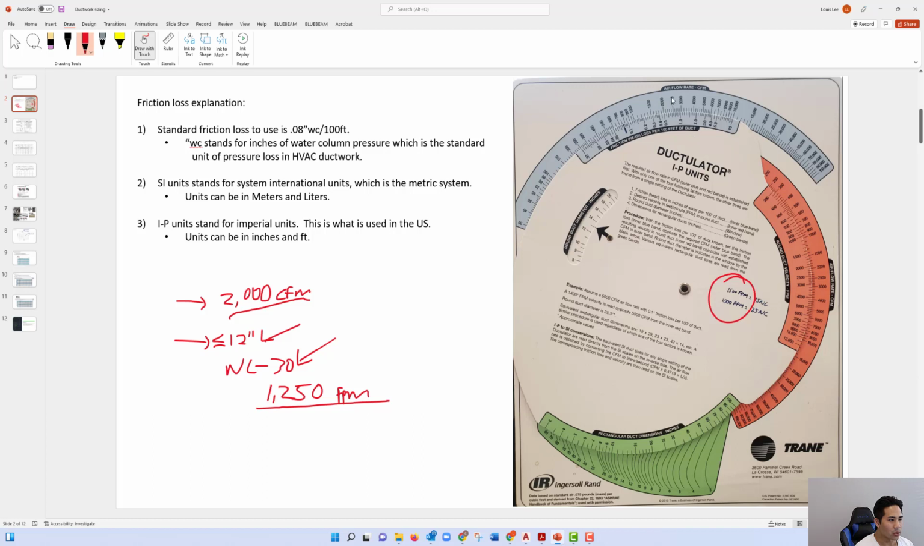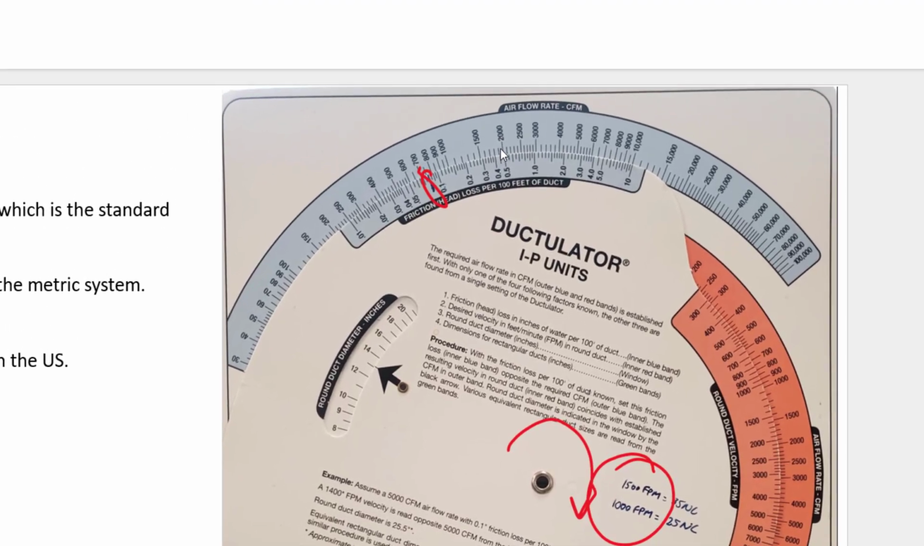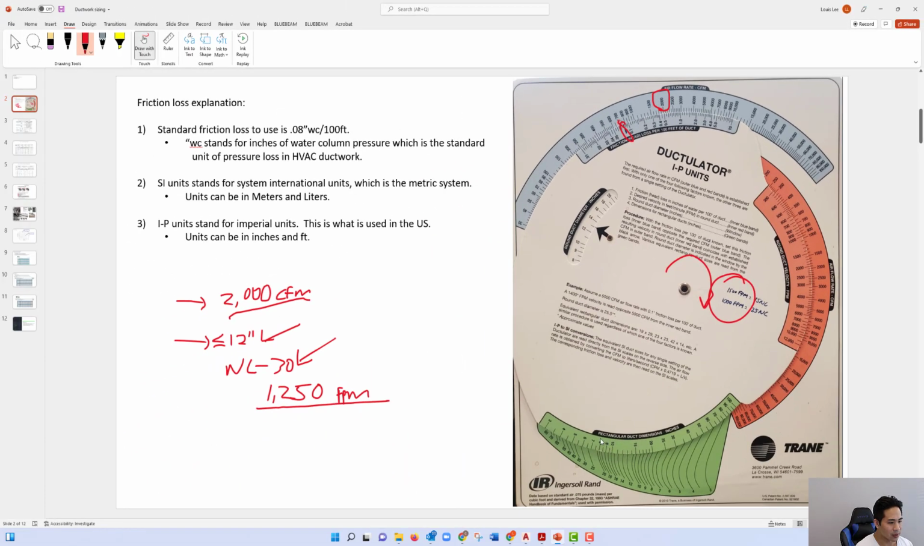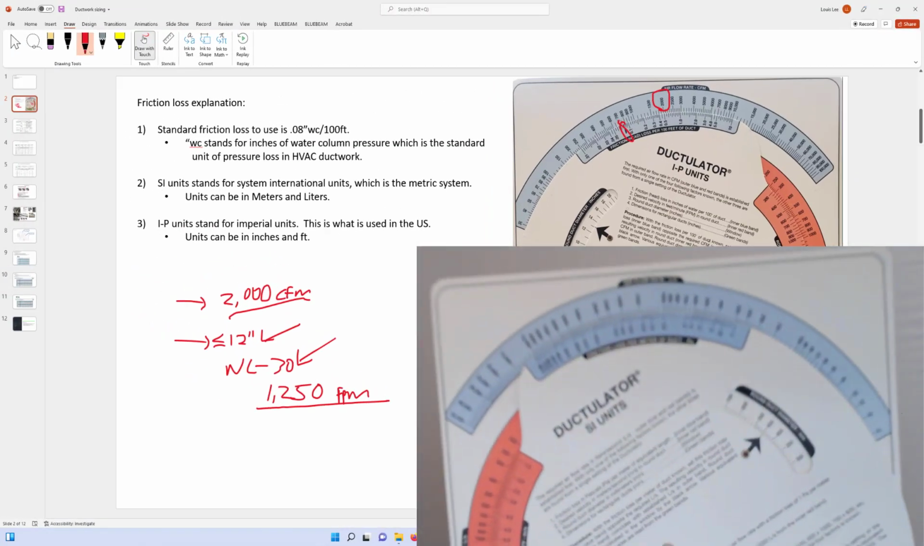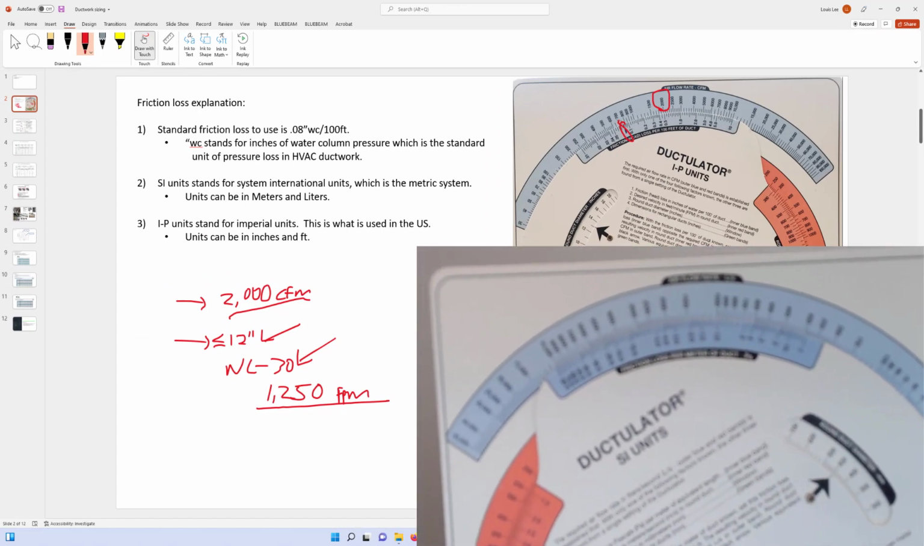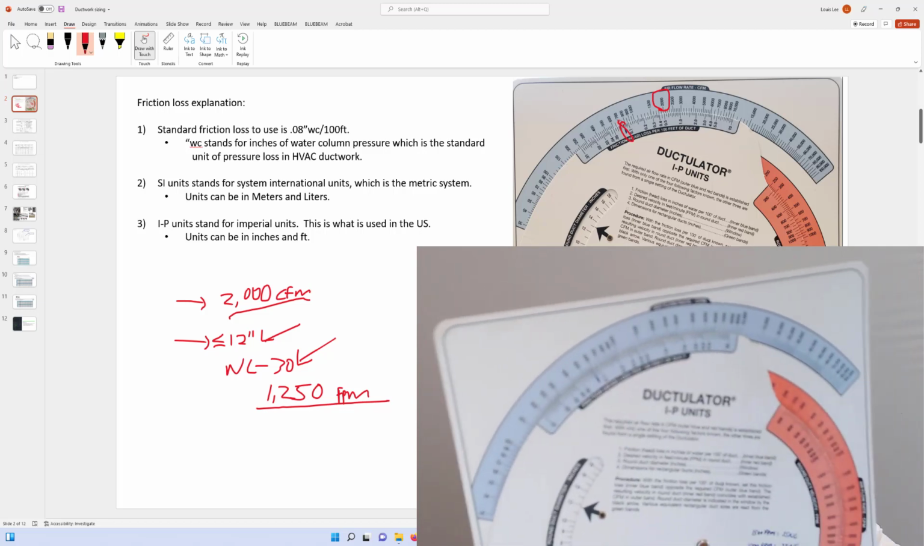So to do this, we're going to have to rotate this ductulator this way so that the 0.08 inches of water column per 100 feet lines up with this 2000 here. And we're going to measure a few sizes of the rectangular ductwork in inches using this bottom portion of the ductulator. The ductulator has two sides. One is the SI units, the other is the IP, so we're going to use the IP since we're in the US.